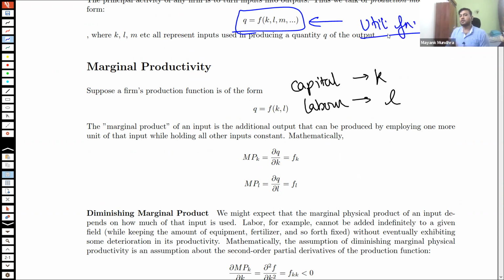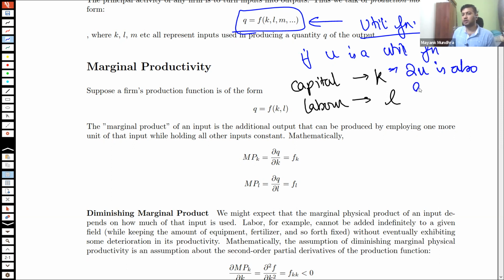Okay? Now, the production function has an analogous concept in consumer theory, which is known as utility function. So everything about production function is similar to utility function, with a major caveat that utility functions are ordinal. That is, the utility number does not represent anything. I multiply any utility function by 2, the new function will also be a utility function. So if u is a utility function, then 2 times u is also a utility function.